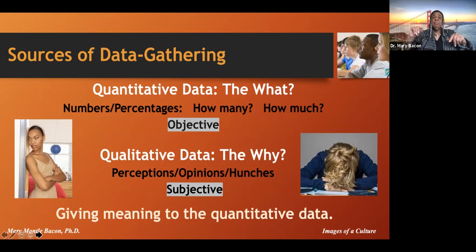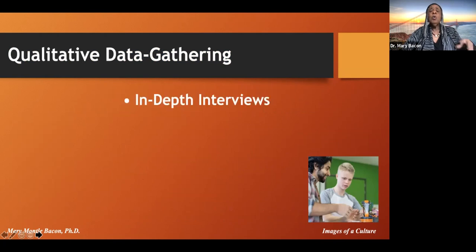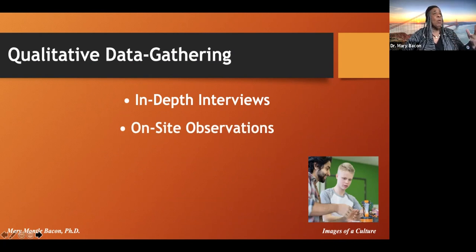And sometimes when we engage in that qualitative data gathering process, it suggests other areas of quantitative data that we need to research that we may not have noticed up to now. Qualitative data can come from a variety of sources. It can be in-depth interviews where you talk to people about what they think, what they feel, what they observe.